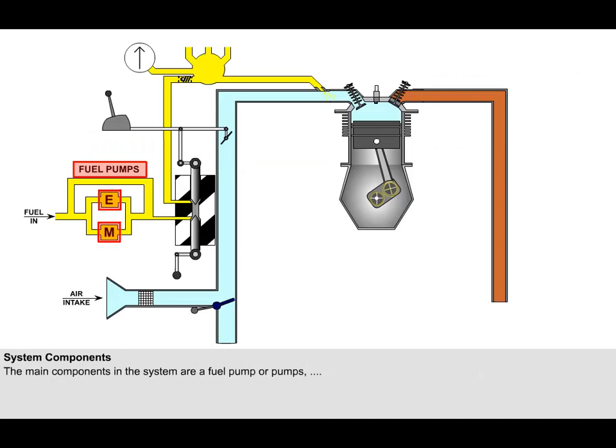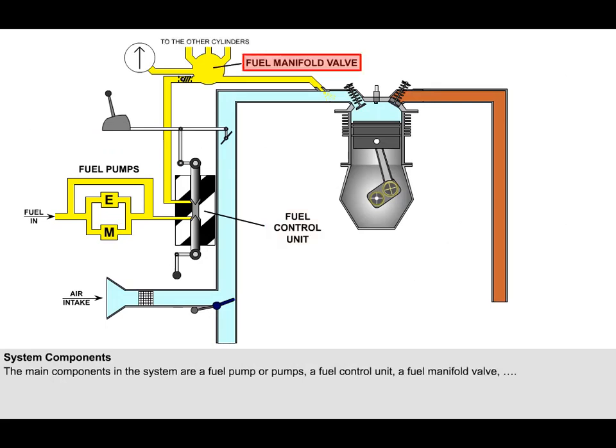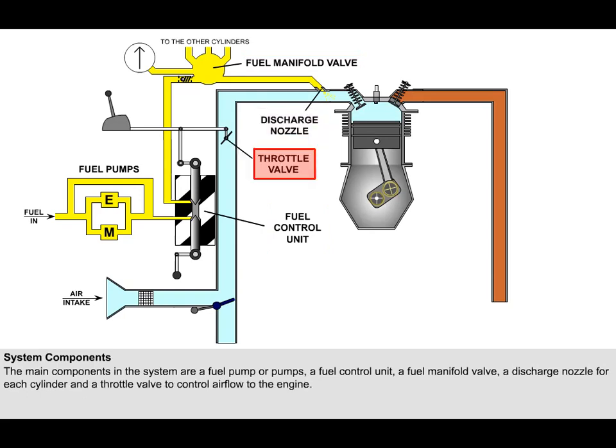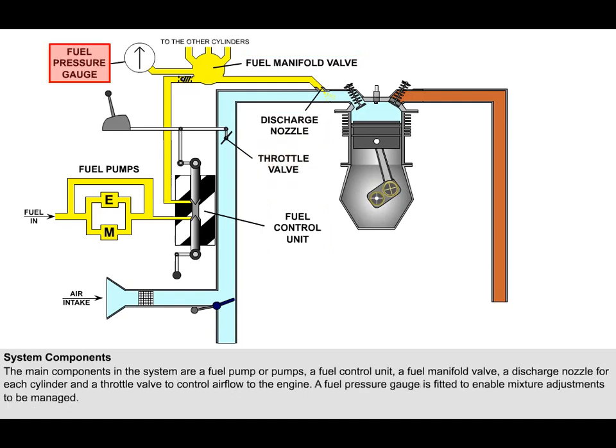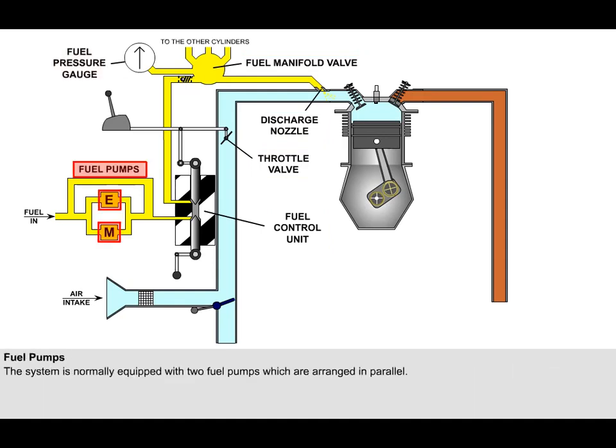The main components in the system are a fuel pump or pumps, a fuel control unit, a fuel manifold or distribution valve, a discharge nozzle for each cylinder, and a throttle valve to control airflow to the engine. A fuel pressure gauge is fitted to enable mixture adjustments to be managed. The system is normally equipped with 2 fuel pumps, which are arranged in parallel.